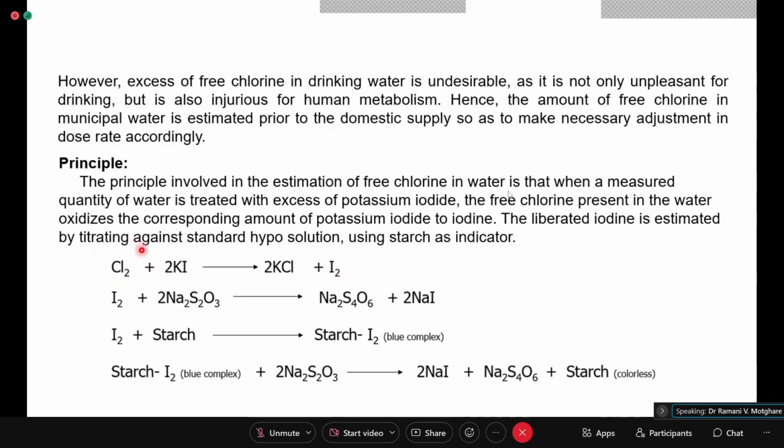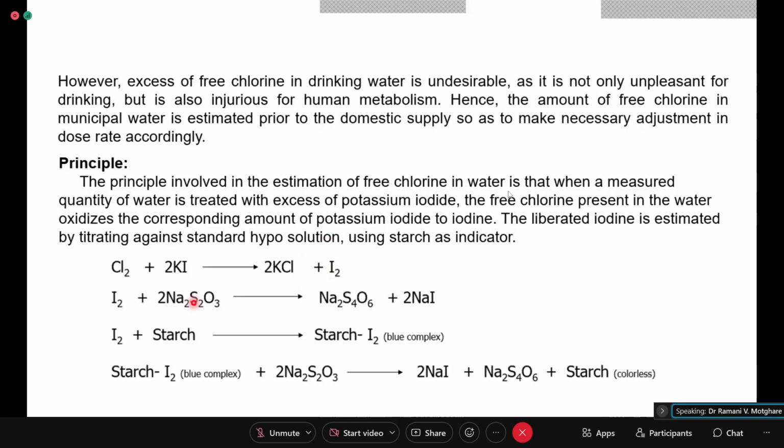Now, once iodine is released, you will see that when you perform the experiment, you have to take double the quantity of water sample, because here chlorine is less. Because chlorine is less, we ask students to take double the quantity. Here you don't get a very dark brown color because of iodine, because less iodine is released. So the solution color is yellow only.